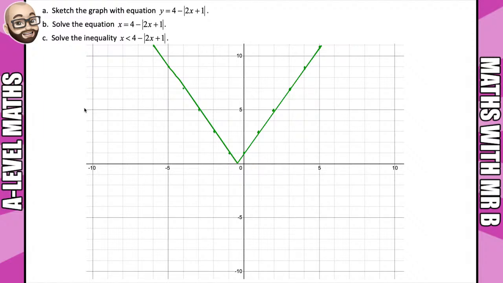The next thing we need to actually do, though, is then reflect that in the x-axis as it's a negative. So let's change the colour, and let me just again get some points drawn so that I can then draw this modulus.